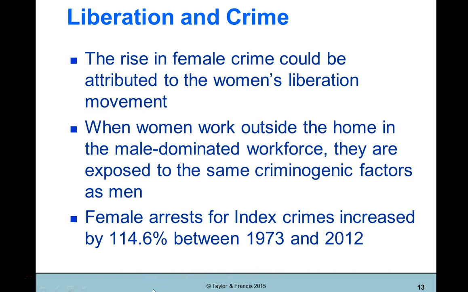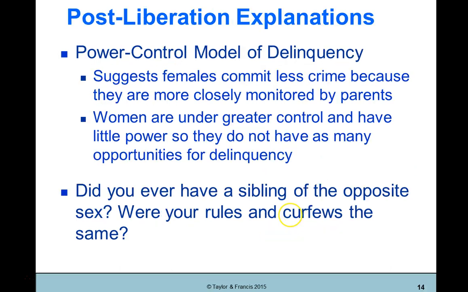The rise in female crime, should it be attributed to the women's liberation movement? I'm skeptical on that, but the data does show that that did occur. When women work outside the home, within the workforce, they are then exposed to the same criminogenic factors that men are, and therefore it increases their risk to offend. Female arrests for index crimes, as you can see, increased from 73 to 2012, and if you look again, I'm pretty sure it's gone up since 2012.